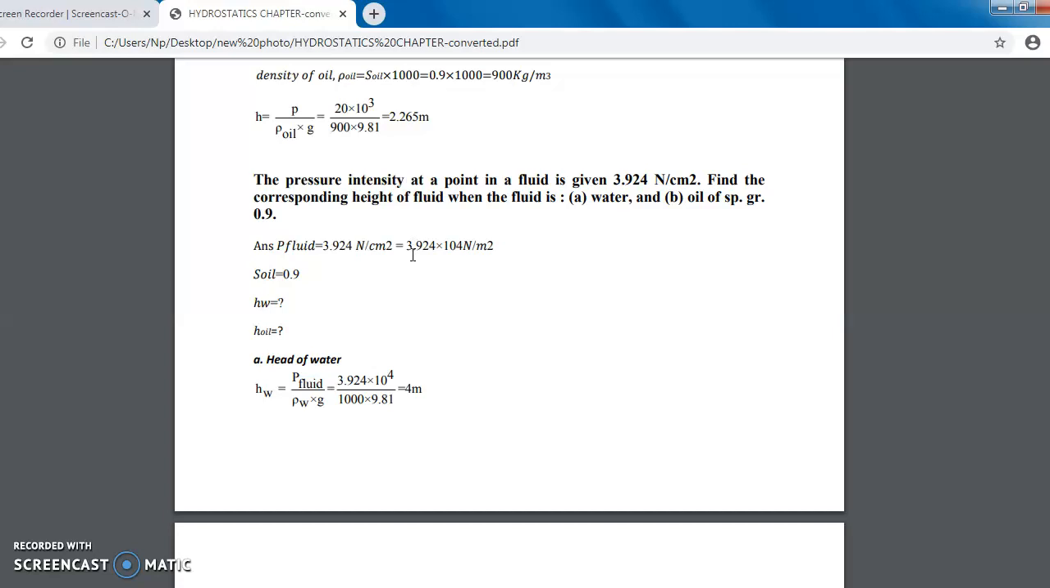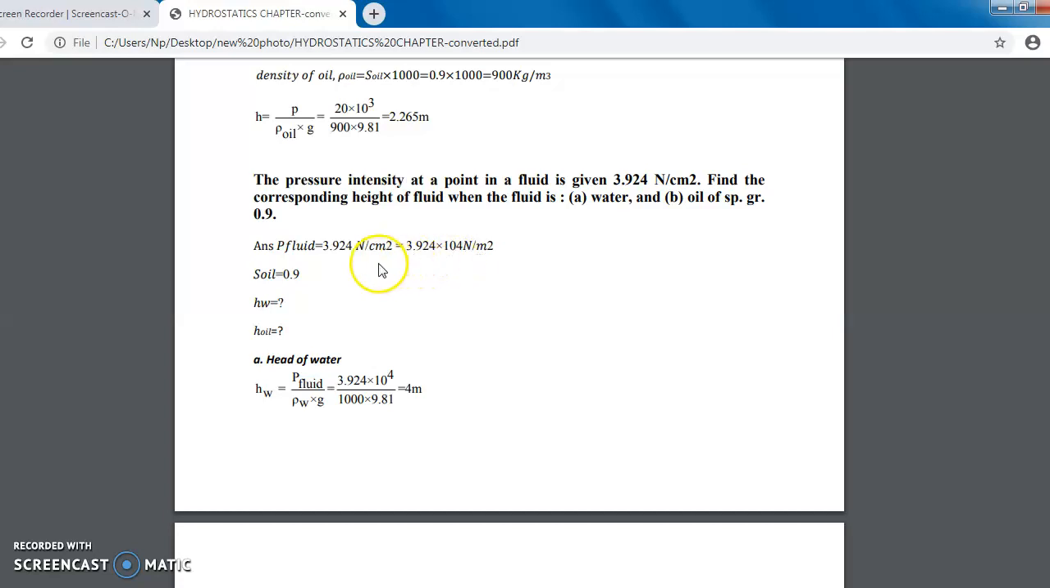How? All of you know that 1 meter is equal to 100 centimeters. So 1 meter square is equal to 10 to the power 4 centimeter square. So 1 centimeter square is equal to 10 to the power minus 4 meter square. So 10 to the power minus 4 at the bottom, when it comes to the top side, it becomes 3.924 into 10 to the power 4 Newton per meter square.